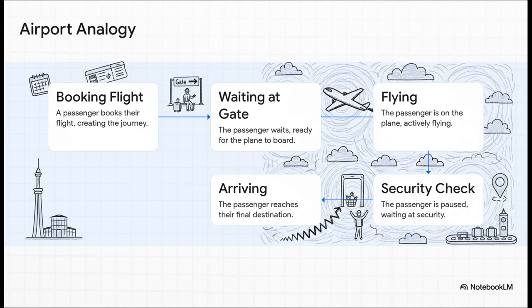So, picture this. First, you book your flight online. That's the very beginning of the whole adventure. Then, you get to the airport, your bags are checked, and you're just sitting there, waiting at the gate, ready to go. Next up, the best part, you're finally on the plane, in the air, actually flying. But, sometimes you get held up in a huge security line, just stuck, waiting for something else to happen before you can move on. And finally, you land. You've arrived. Your journey's over. Got it? 5 simple steps. Keep those in your head.